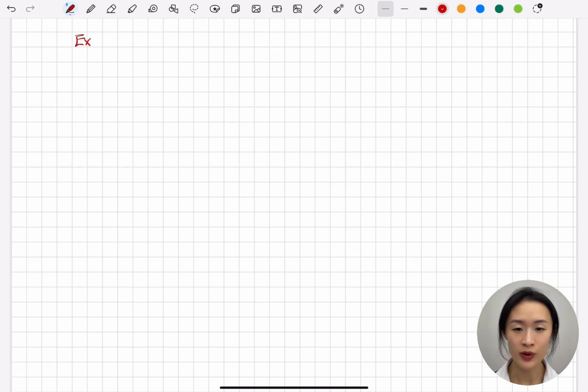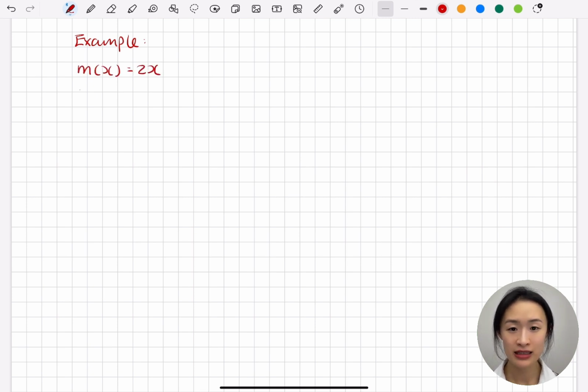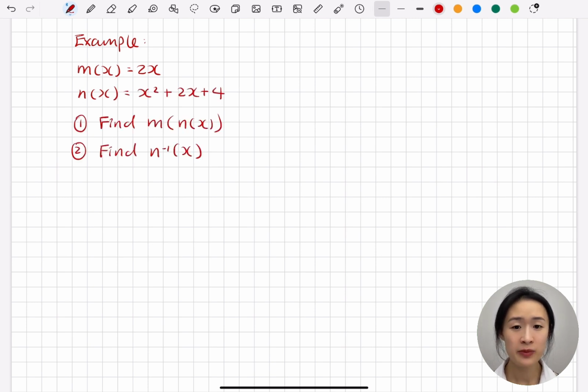Let's do one more example. I would suggest you to have a go at this yourself. See if you are able to apply the knowledge to solve this problem. First, we are given that m(x) is 2x. n(x) is x squared plus 2x plus 4. So now let's find m(n(x)).